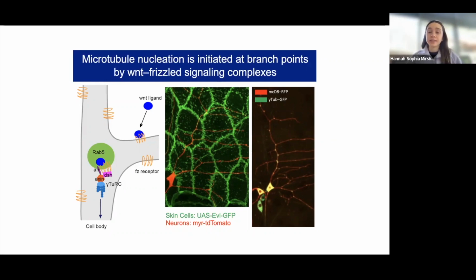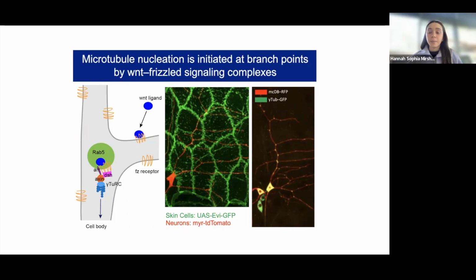Microtubule nucleation is the building of microtubules, which are cytoskeletal proteins important for maintaining the neuron's dendritic arbors. Microtubule nucleation is particularly initiated at dendritic branch points due to the localization of the gamma-tubulin ring complex, which you can see here in the blue, and on the right here. The gamma-tubulin ring complex essentially acts as the template for microtubules to grow.